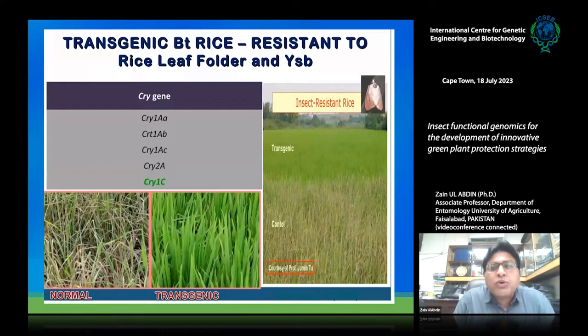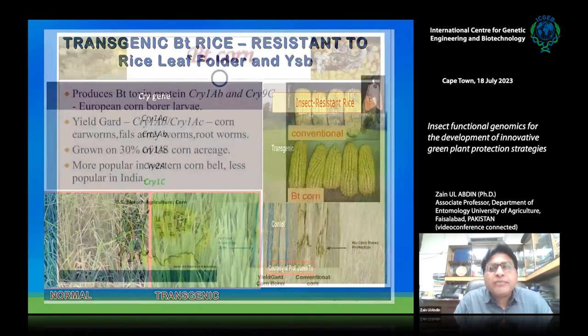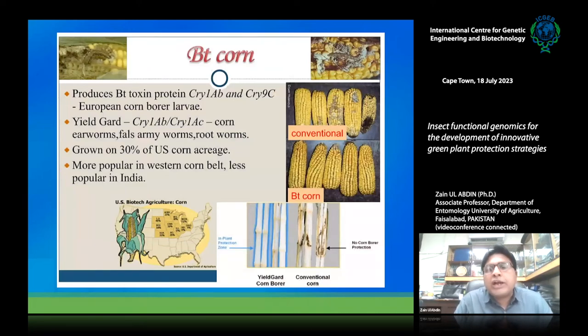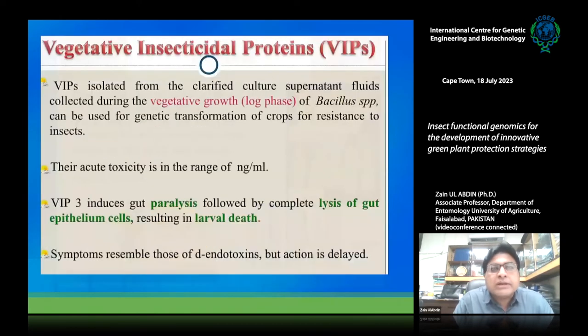A quick overview, you can see, this is the transgenic rice. It looks to be protected against the pest. And this is the traditional, non-transgenic rice, and it has a serious attack of the pest, particularly rice leaf folder, Cnaphalocrocis medinalis. It has a very drastic impact on the rice crop, and it plays a significant role in yield reductions. Likewise, in BT corn and non-BT corn, BT corn is to some extent protected against the attack of fall armyworm and Chilo partellus as compared to non-BT corn.